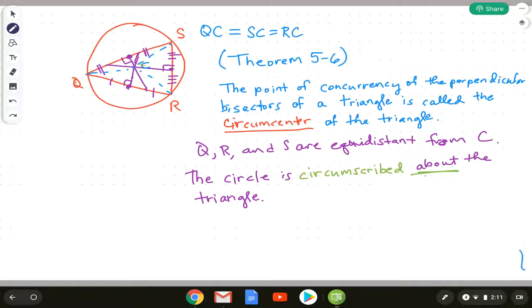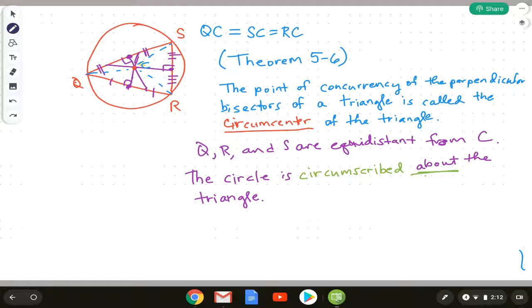Okay, so for the first one, my drawing's not perfect. The one in the book is much better, but I did my best to try to get it on here. This is going to illustrate Theorem 5.6. So in this triangle QRS, I have the perpendicular bisectors of the sides in purple. And what I've done, I drew all of those in, and then I found the point where they intersected. That point was here where there's a C marked. It's kind of hard to see. I'm going to make it red. It's here where they all 3 intersect, so that point of concurrency.